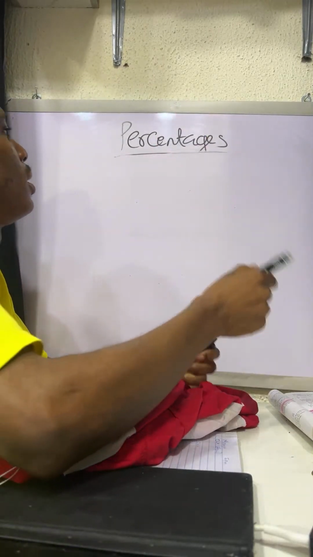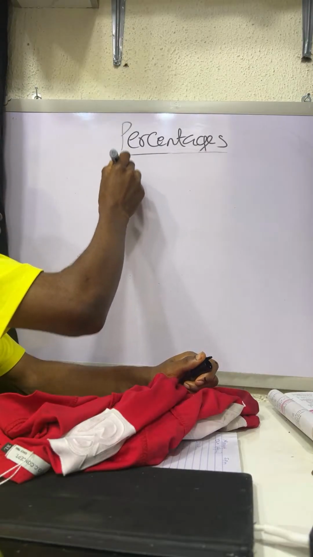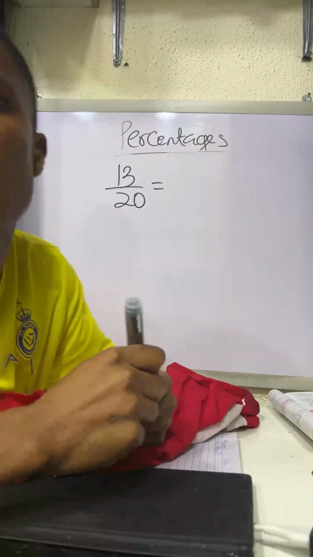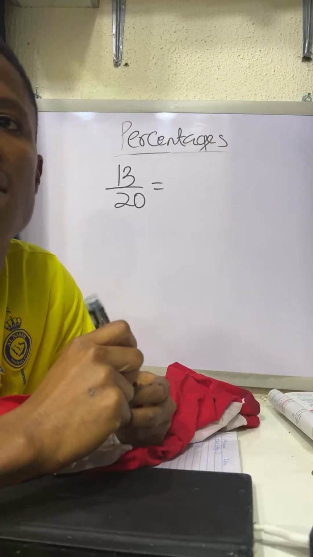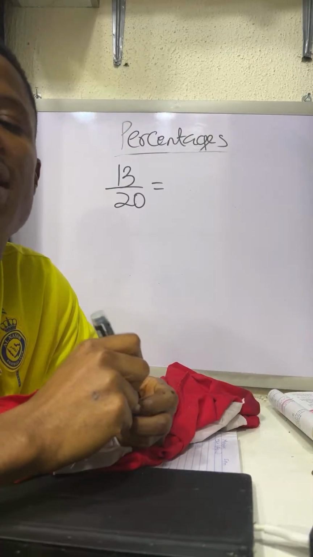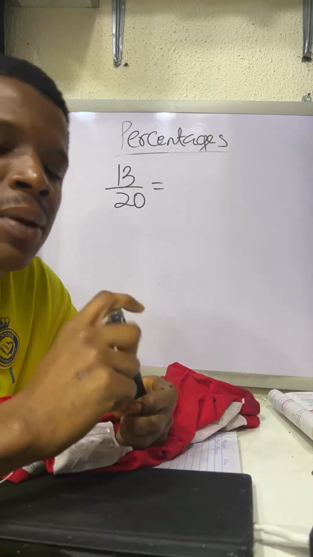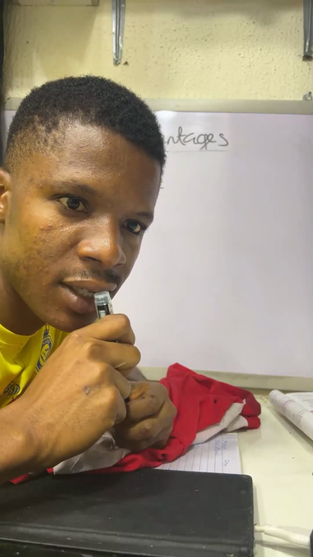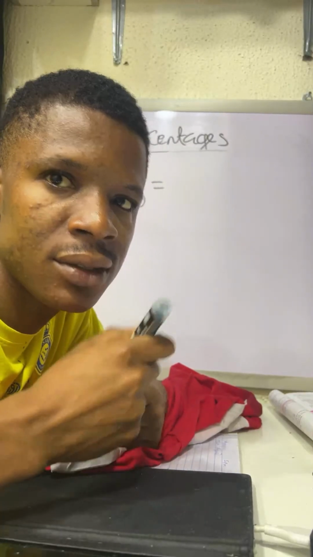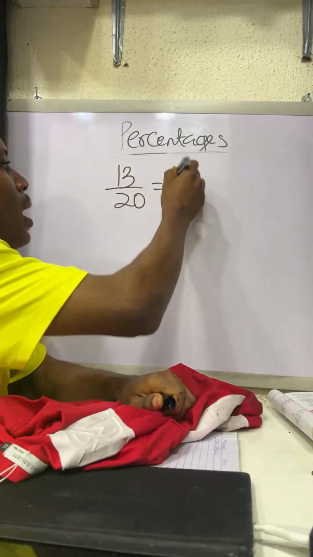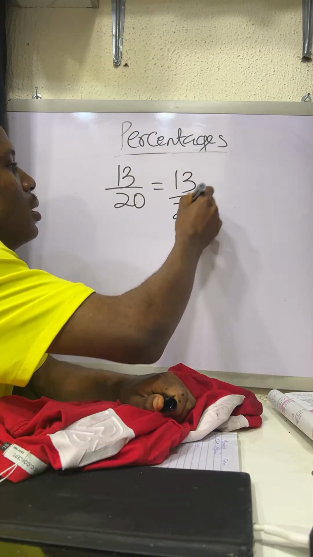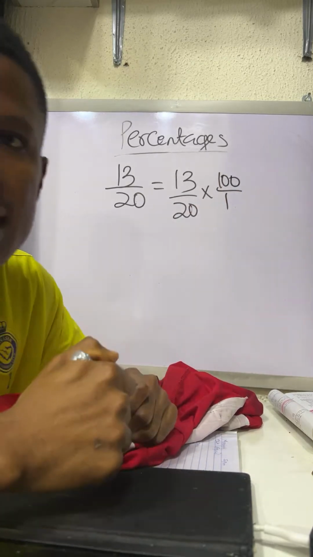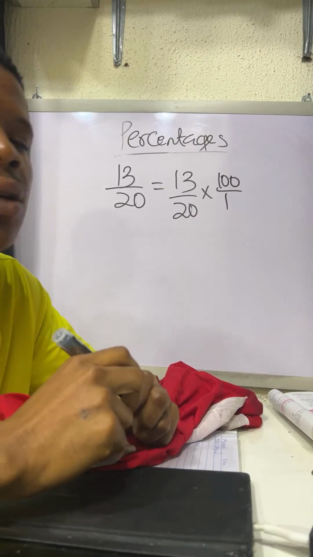Let's look at the next one. Let's say you have 13 over 20. Let's do this one together. We have 13 over 20. We are trying to convert 13 over 20 to percentages. It is very simple. We have 13 over 20, then we multiply it by 100 over 1. This is always a standard.